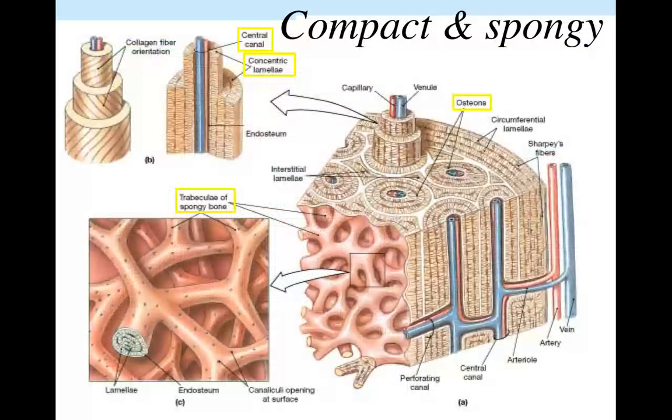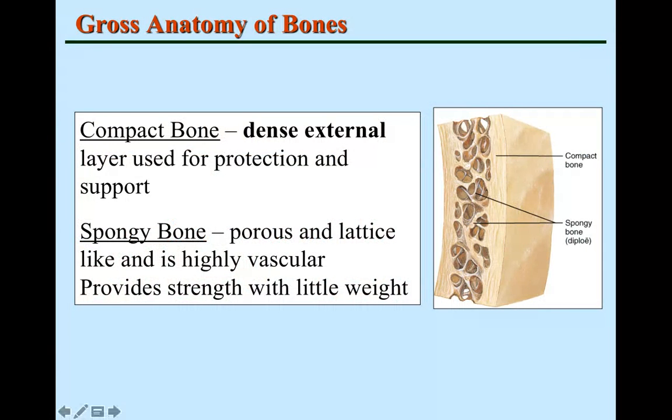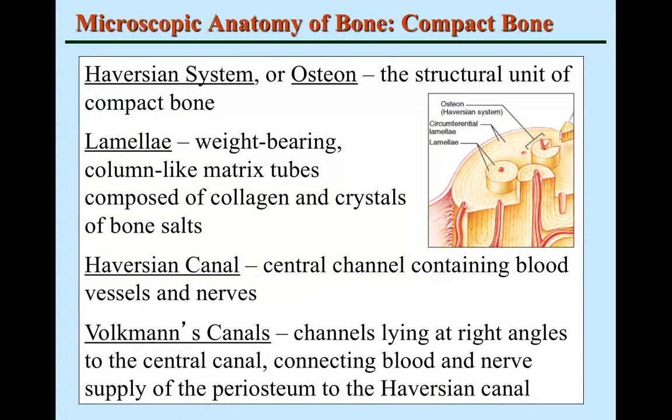So let's talk about the difference between compact and spongy bone. Compact bone is the external layer that's used for protection. It's compact, it's hard, it's tough, it protects. Spongy bone is going to be the vascular inside. It's going to have all those little nooks and crannies where we can find all of that red bone marrow. So these are the parts that we've already talked about.